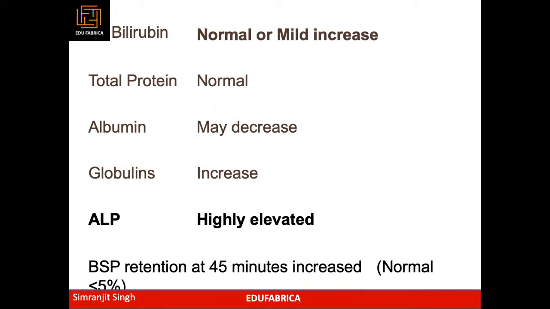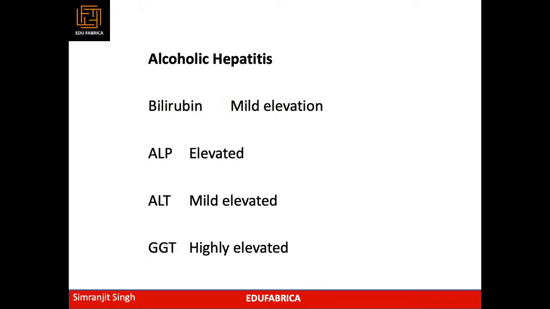So in obstructive jaundice, bilirubin is normal or mildly increased, total proteins normal, albumin may decrease, globulins increase, ALP highly elevated, and BSP retention at 45 minutes is increased. In alcoholic hepatitis, the bilirubin is mild, ALP will be elevated, ALT will be mild, and GGT will be highly elevated.